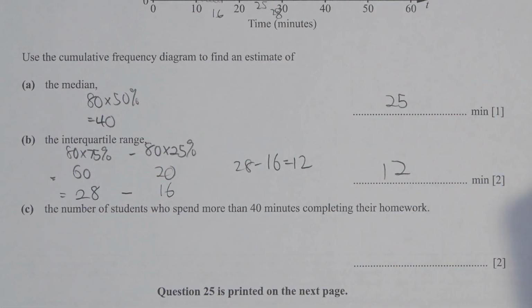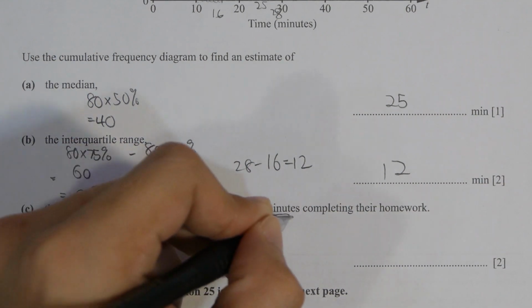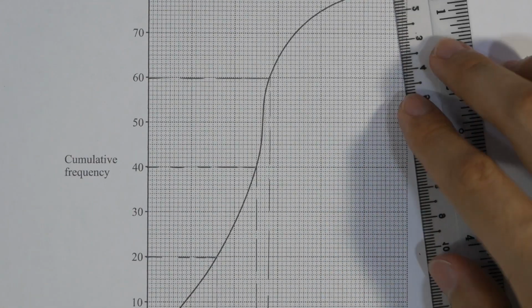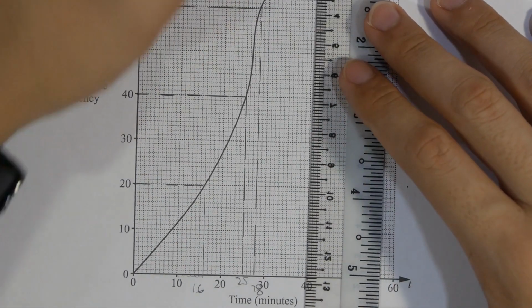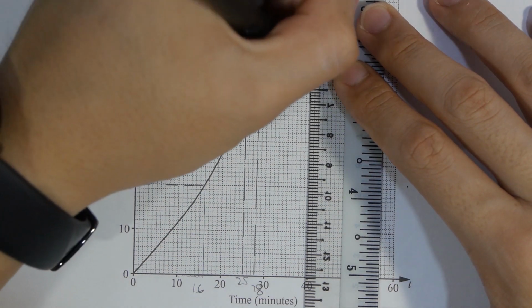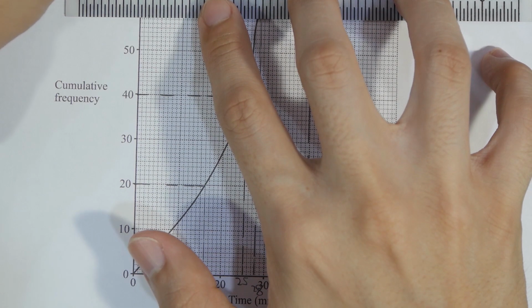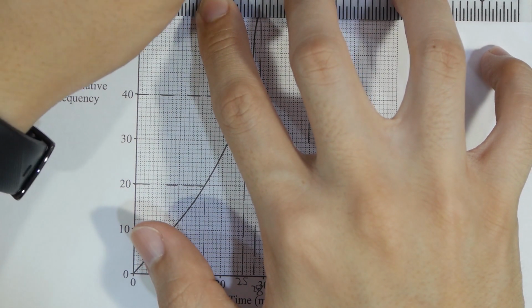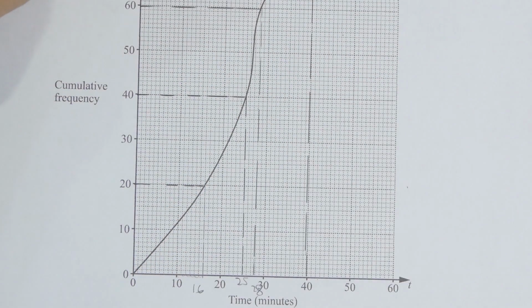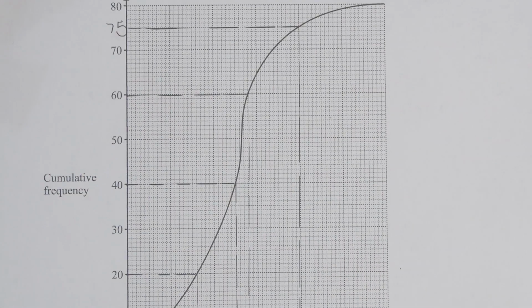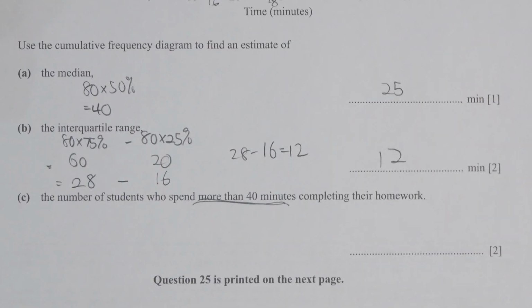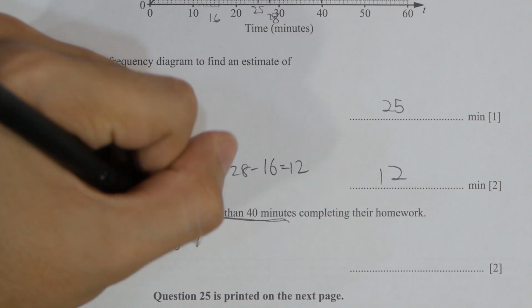Okay, whereby for you to find the students who spend more than 40 minutes, from the graph itself, you draw it up. Okay, you identify there are 75 students who use less than 40 minutes. So you take 80 minus 75, then you get 5 as the students who took more than 40 minutes to complete their homework.